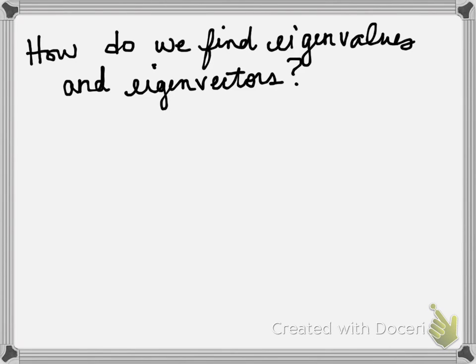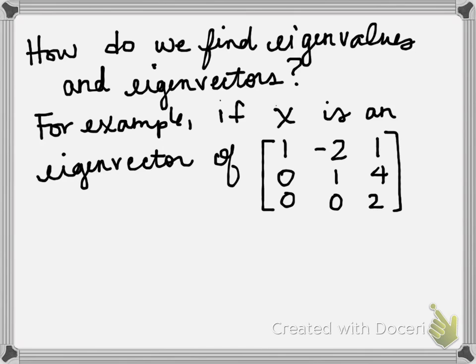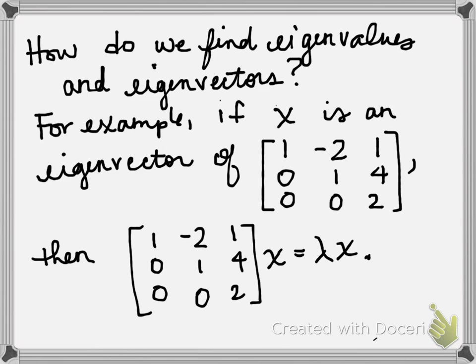All right, part 2 of eigenvalues and eigenvectors. How do we find them? How do we find eigenvalues and eigenvectors? So let's do, for example, if x is an eigenvector of this matrix, 1, negative 2, 1, 0, 1, 4, 0, 0, 2, what does that mean? That means if I multiply x times this matrix, then I get lambda times x.